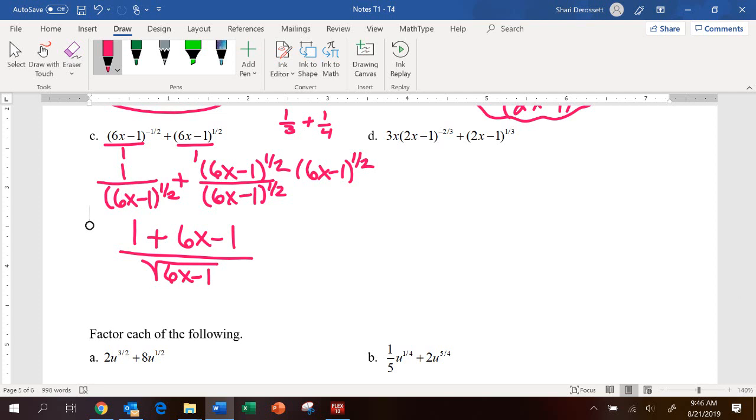All right, so what are we just going to have in the numerator now? 6x, and in the denominator we have this. Okay? All right, you guys want to try letter D on your own, and I'll work it up here, and you can look up if you need to.